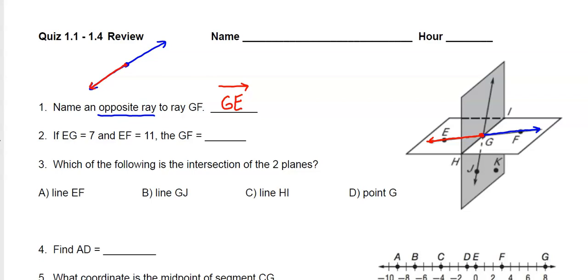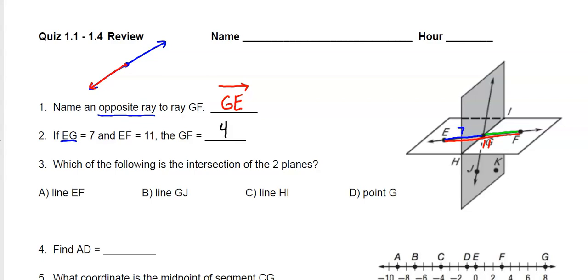Number two, now we're getting into lengths or distances here. So it says that E to G, remember this is the distance from E to G, is 7. So this little piece right here has a length of 7, maybe inches or centimeters or something. E to F is the whole thing, all the way over there. That's 11. So we need to find the missing piece. We need to find, well, how long is this side? So basically 7 plus what equals 11? Or you could do 11 take away 7, and you should get an answer of 4. Correct answer there is 4.